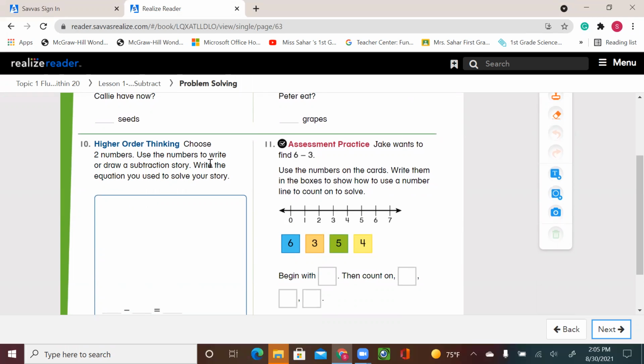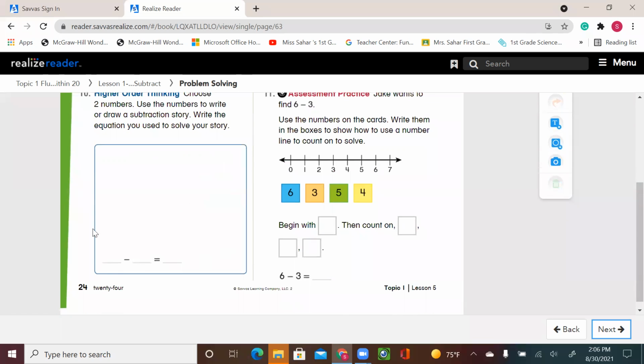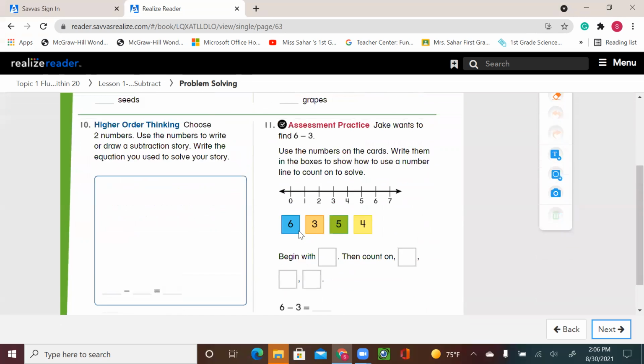All right, number 10. Choose two numbers. Use the numbers to write or draw a subtraction story. Write the equation you use to solve your story. So you can just come up with anything you like. You can say, like one of the examples here, Ali had 15 stickers. He gave away 10 to his friend, or 4 to his friend, or 9 to his friend, whatever you like. So you're using this box to write your story, or you can draw it, and then you write your equation here.